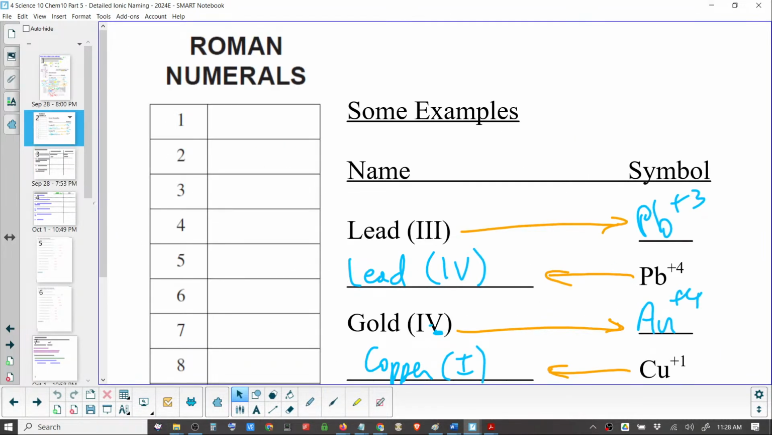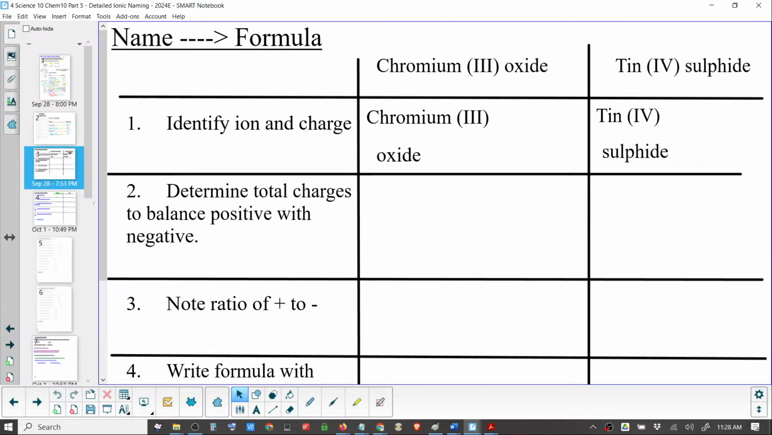We finished off here last day. If you could put that away, we're going to just continue with here, and then I'll give you some more time to work on it.